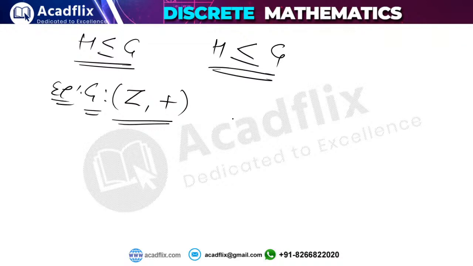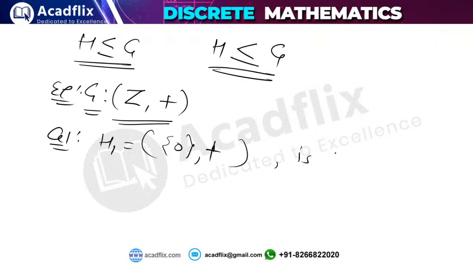Okay, and let me ask you a few questions. Question one. I am defining H1. What is H1? H1 is nothing but {0}, comma, plus. First of all, is H1 a subgroup? So my question is, is H1 a subgroup of G? This is my question. Try this.